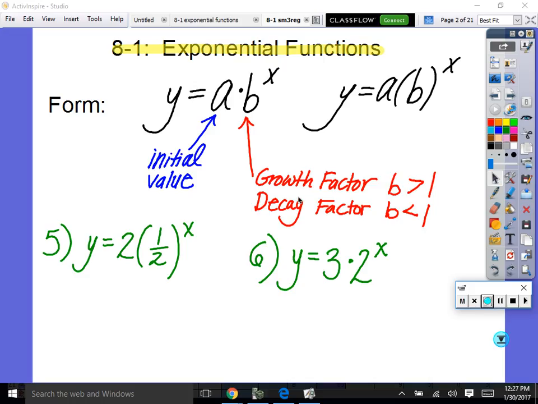So an exponential function, you guys, will have the form y is equal to a times b raised to the x. Oh, it's on 3. No wonder.